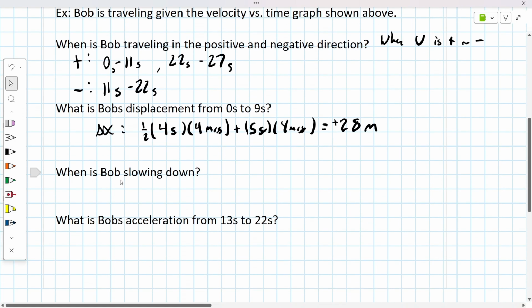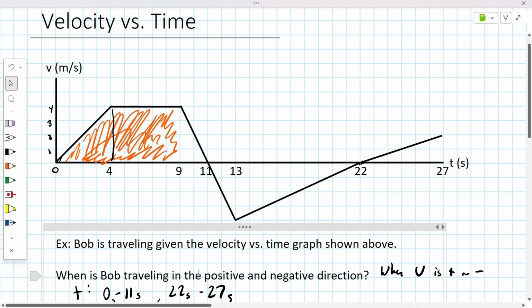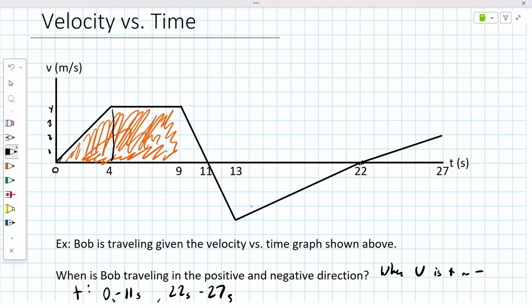Alright, so when is Bob slowing down? So this, I think, was most tricky for people, because it's not as easy to tell when he is slowing down, because it's not just negative, positive. You might think, oh, when it's negative, but here it's in the negative direction. It doesn't mean it's going down. So we want to look at when the speed is decreasing. So if we look at this first point, the speed starts at 0 and ends at 4. That means he's speeding up.